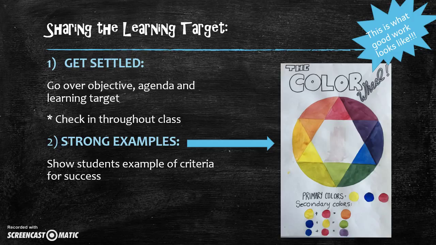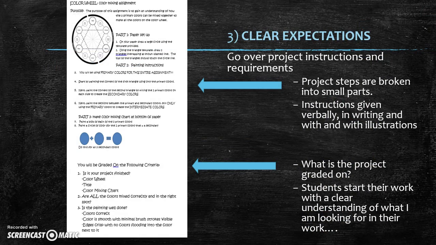The second thing I do to share the learning target, and this one is specific for this project, is I like to show my students an example of the product. So I always let my kids see where we're going before we start so they have a real clear idea of what the assignment is, what a quality criteria example should look like when they're finished, and this helps kids settle in and know where they're going before they get started, which I think is really helpful.